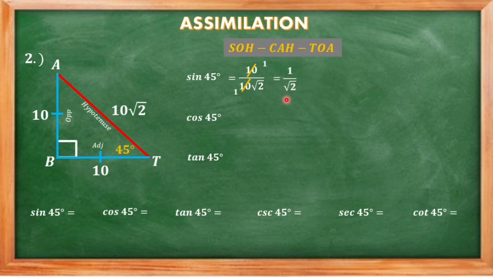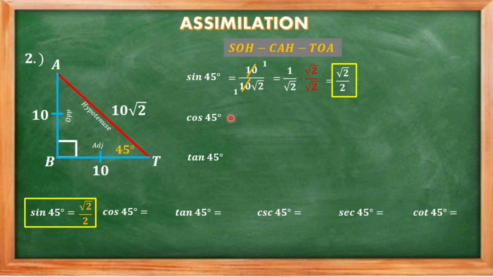Okay, so kailangan pa natin i-rationalize to by multiplying both the numerator and the denominator by the square root of 2. So 1 times the square root of 2 is the square root of 2, and the square root of 2 times the square root of 2 is equals to 2. So yan yung sine 45 degrees natin.